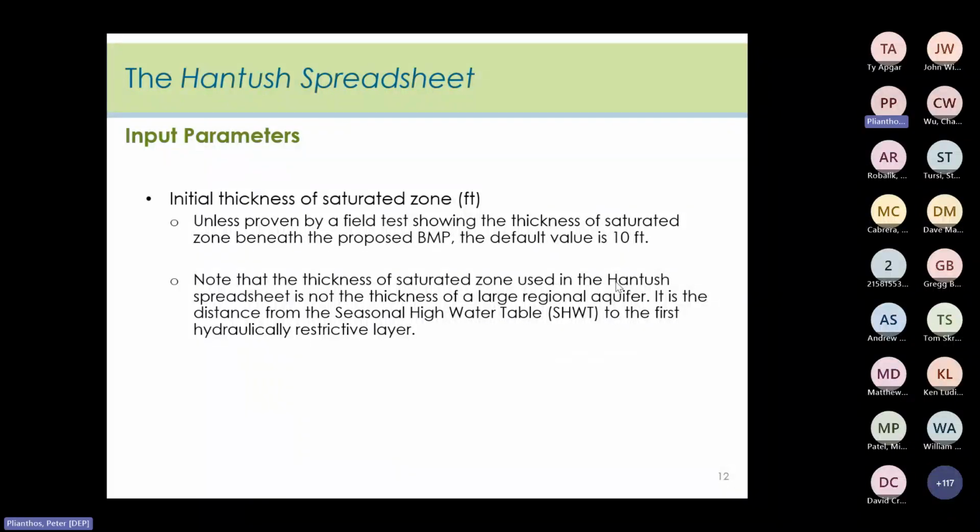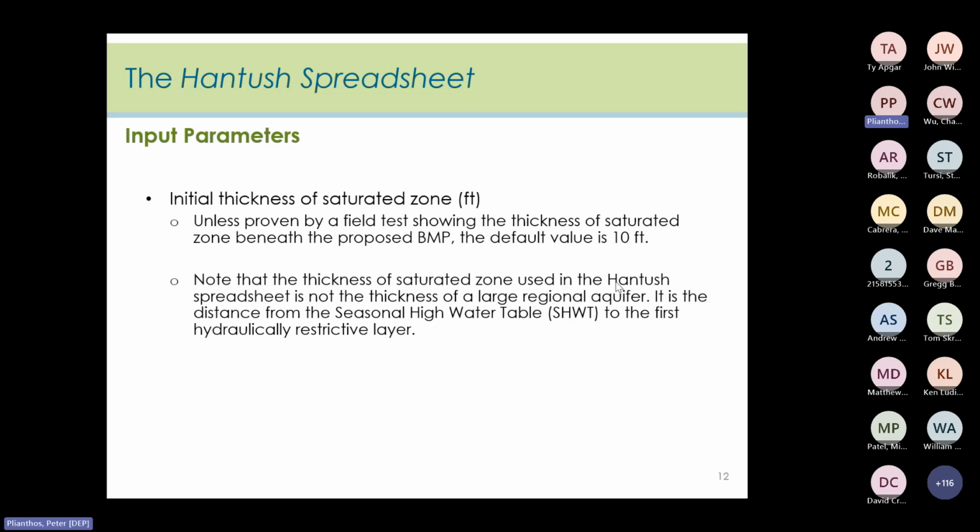For the initial thickness of the saturated zone, unless proven by a field test showing the thickness of saturated zone beneath the proposed BMP, the default value is 10 feet. Note that the thickness of the saturated zone used in the hand-touch spreadsheet is not the thickness of a large regional aquifer. It is the distance from the seasonal high water table to the first hydraulically restrictive layer.